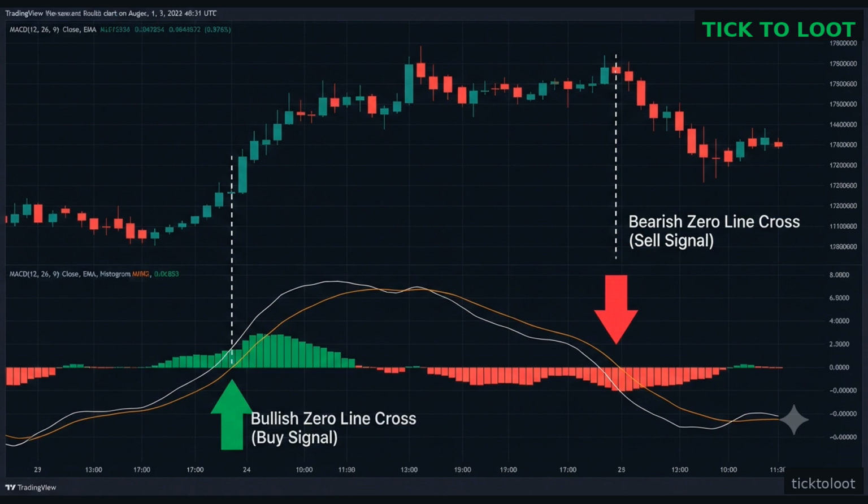Another important aspect of the MACD indicator is the zero line cross. When the MACD line crosses above the zero line, it indicates that the momentum is turning bullish. Conversely, when the MACD line crosses below the zero line, it indicates that the momentum is turning bearish. This can be a powerful tool for identifying trends and potential buy and sell signals.